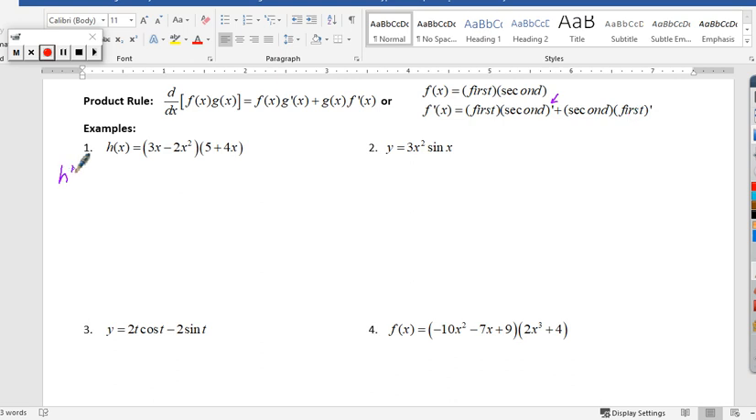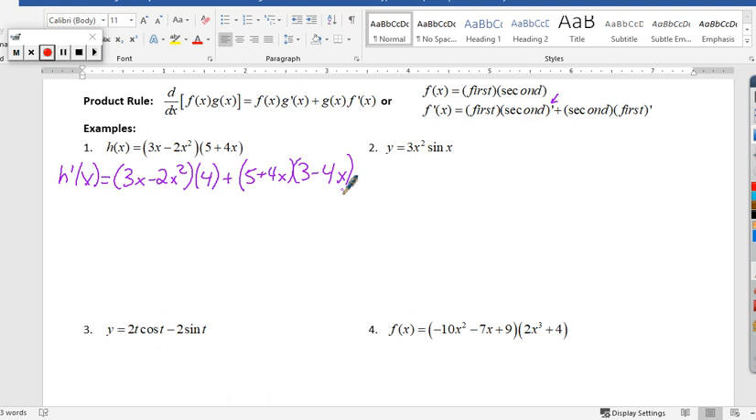We have h prime of x. I take the first term, we don't do anything to it, times the derivative of the second term that's sitting right here, so that'd be times 4. We're going to add that to the second term, times the derivative of the first, which is going to be, let's see, 3 minus 4x. Alright, so there's the calculus side of it.